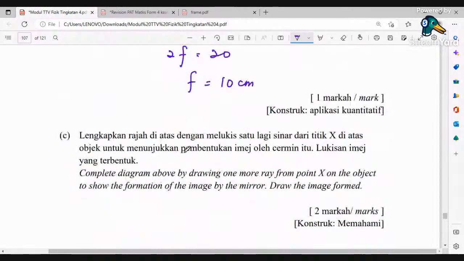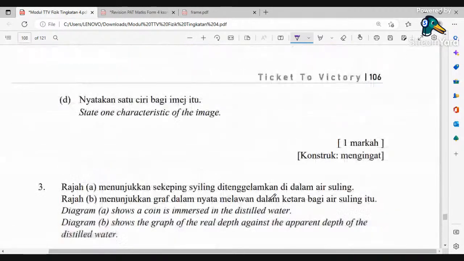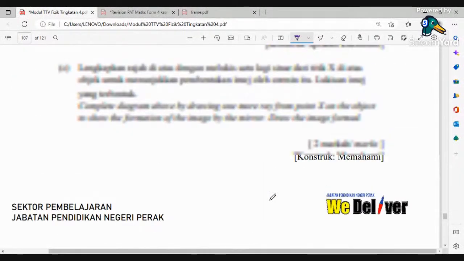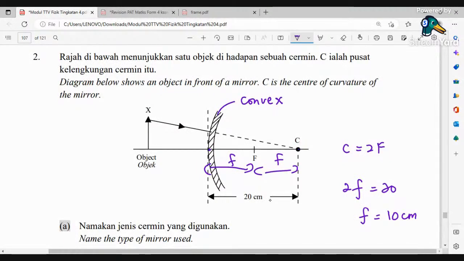Okay. Bahagian C, complete diagram below by drawing one more ray from point X on the object to show formation of image by the mirror. Draw the image form. Okay, lukiskan di sini. Draw one more. Okay, directed to C. Ini kita tulis dash line sebab bahagian ni semua virtual. Sebenarnya light cannot pass through pun. Sebab mirror dia block light, dia reflect. So if pass through C means along the normal line. Di sini normal line, 90 degrees to the mirror.